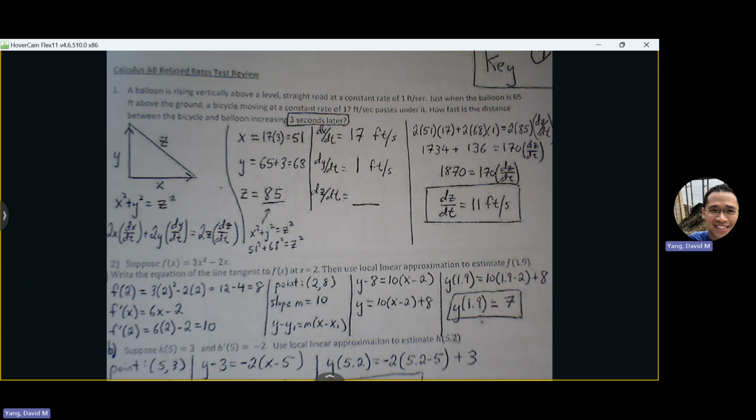Everything is positive. My dx/dt is positive, my dy/dt is positive, so those are easy numbers to plug in. We use our calculator, and we should get a dc/dt of a positive 11. That makes sense as well. As the balloon keeps rising and the bicycle gets further and further away, we can expect the rate of change between the balloon and the bicycle to continue increasing at a positive rate. All right, any questions here?